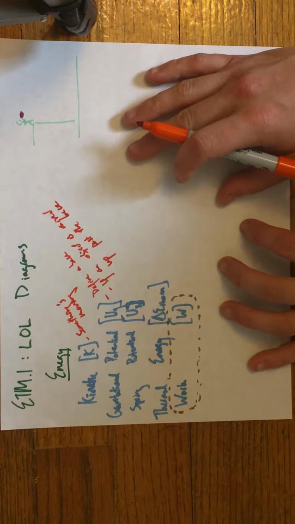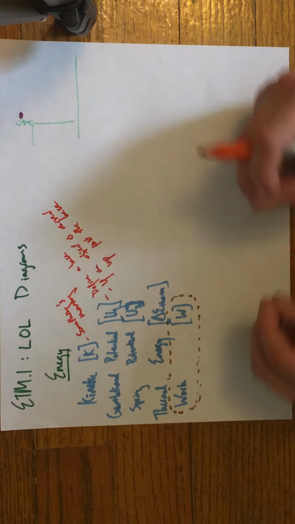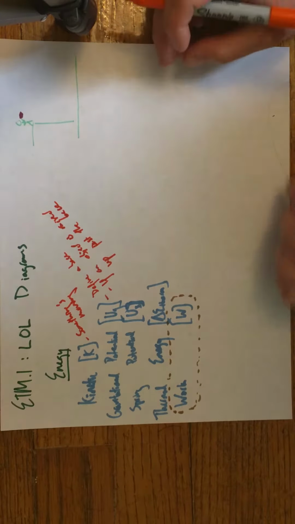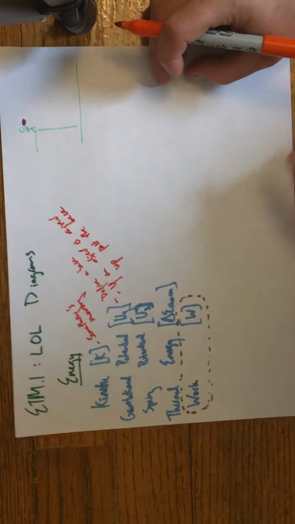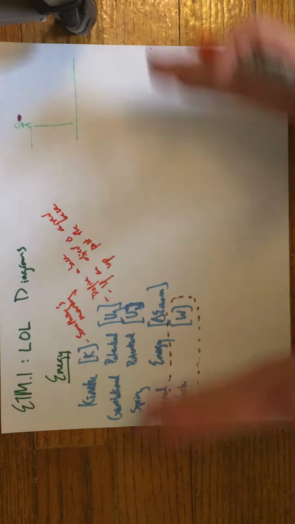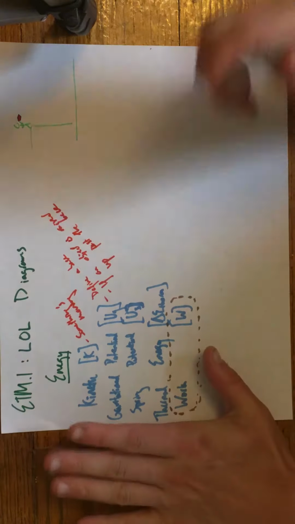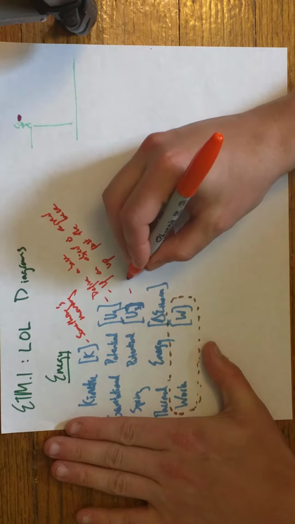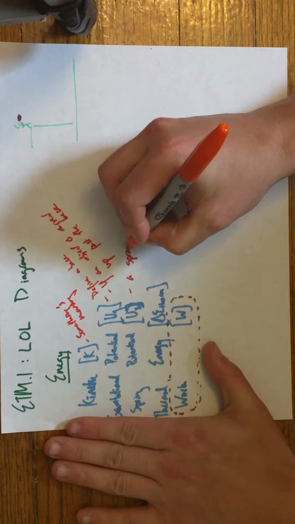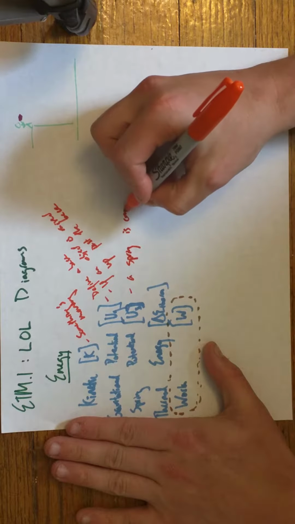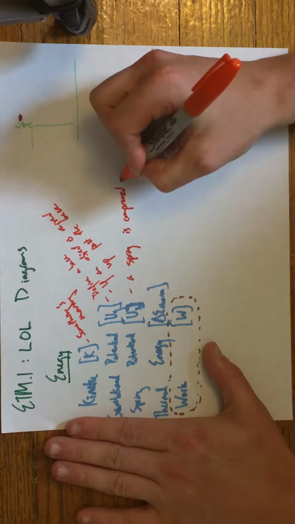Okay, spring potential energy. If a spring is at its resting length, if nothing is happening to the spring, there's no spring potential. So this only happens when a spring is compressed or extended.